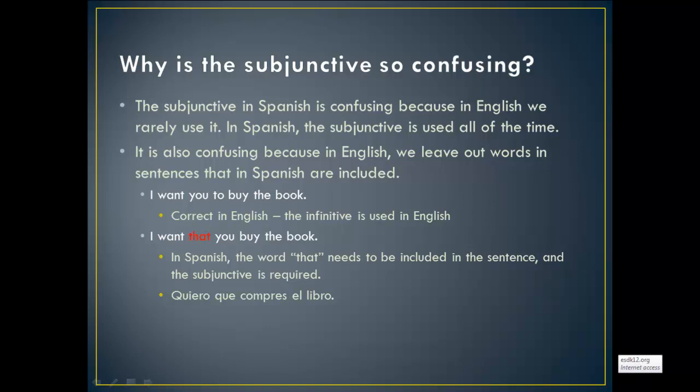Okay, so I think that's where some of the confusion lies, is how we leave out the "that" in English. So keep that in mind when you're trying to write things. If I can say, I want that you buy the book, you're going to need to use the subjunctive, okay?